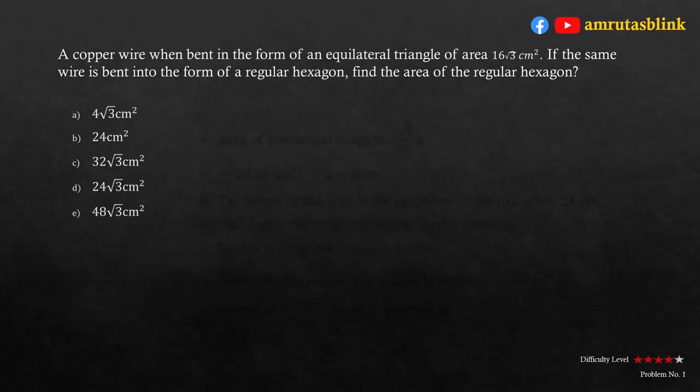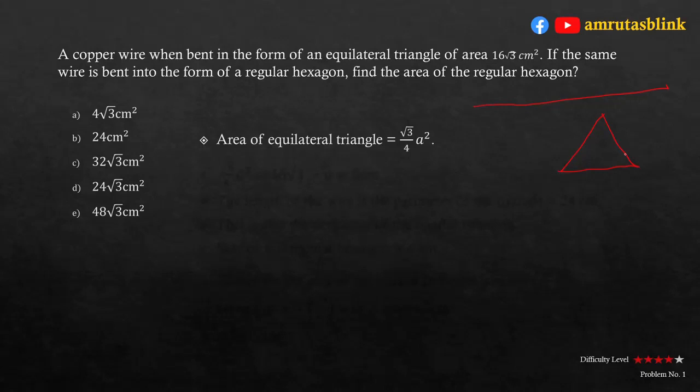Now what is given, first of all we will try to understand the problem. There is a copper wire. Let's say it is a straight wire. A copper wire when bent into the form of an equilateral triangle. So from this wire you have created an equilateral triangle. Equilateral triangle means all three sides are equal. And this equilateral triangle, it is given that it covers the area of 16√3 square centimeter.